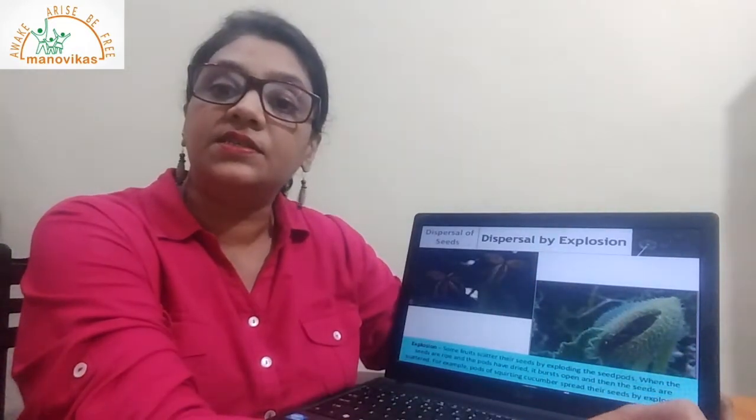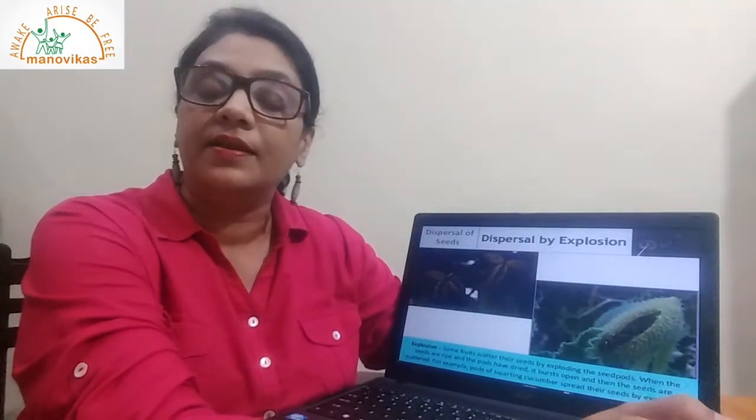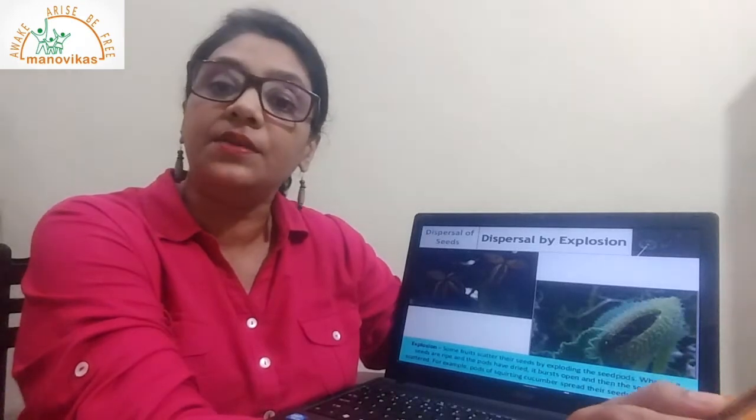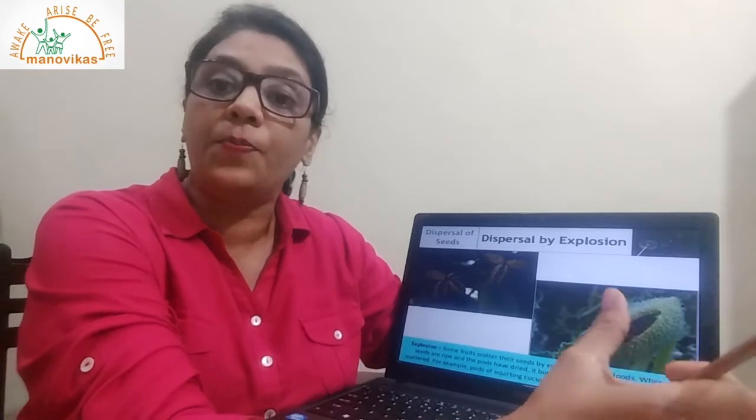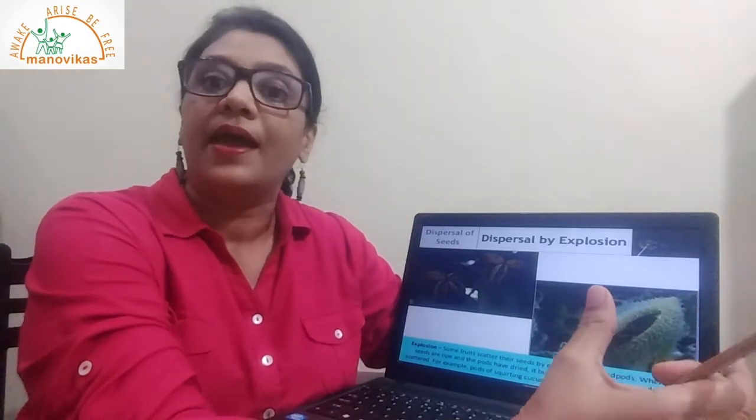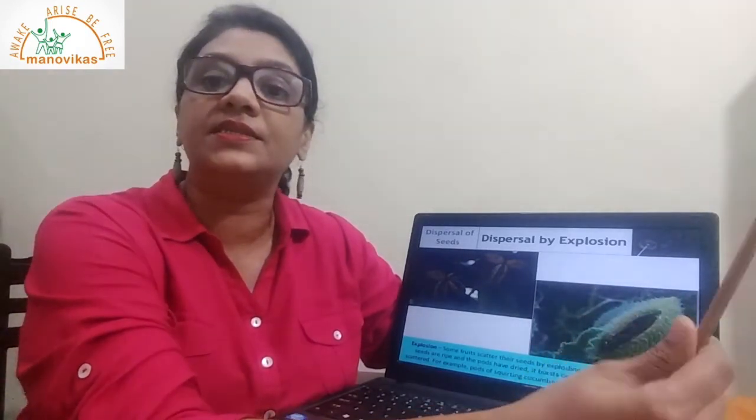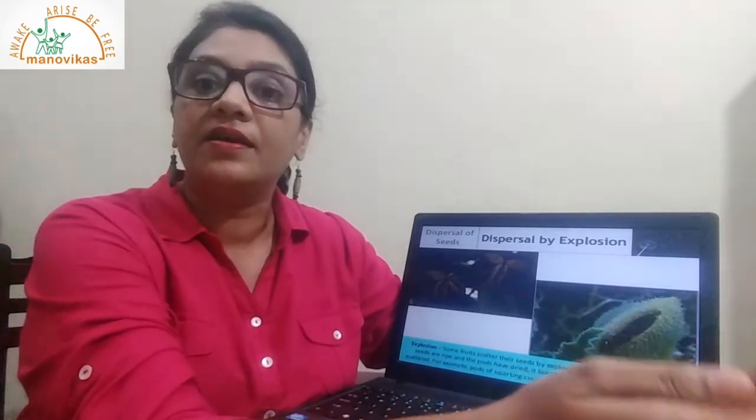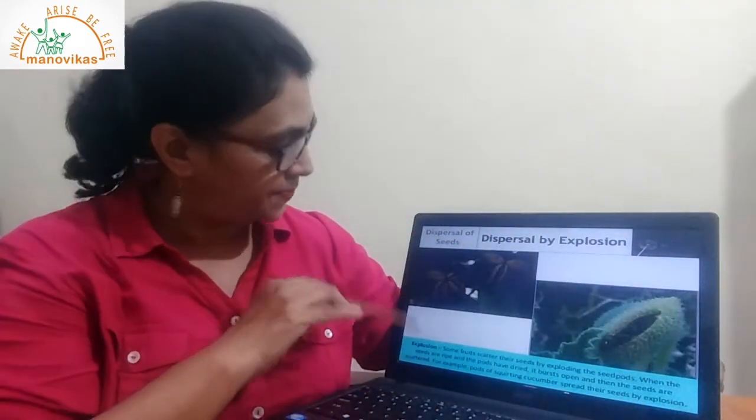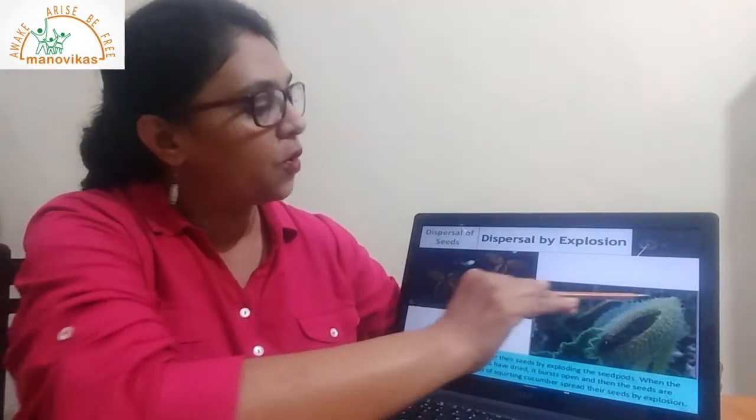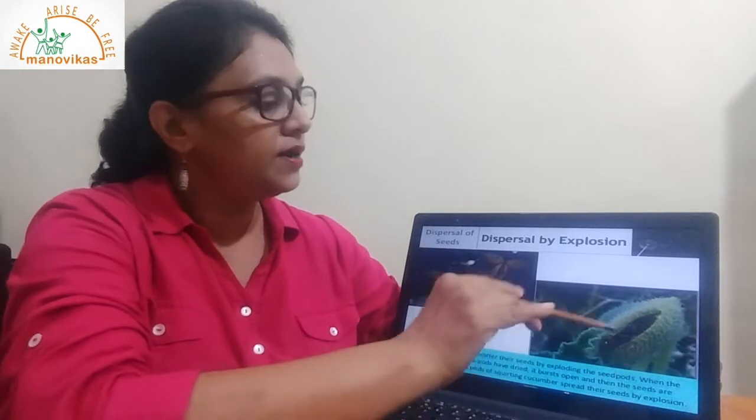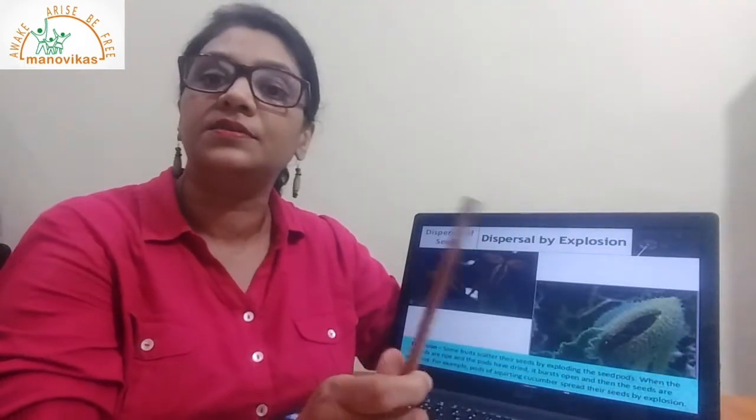Dispersal of seeds by explosion. In this case, the seed pod ripens and bursts open. And in this way, the seeds are scattered away from the parent plant. Can you see? The seed pod opens, throwing the seeds at a distance.